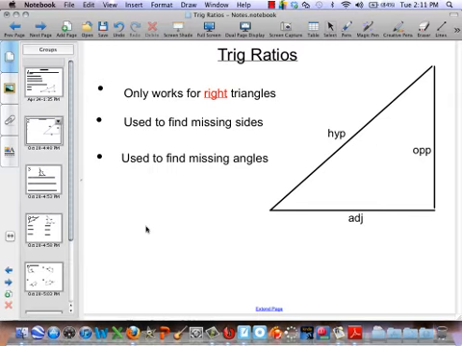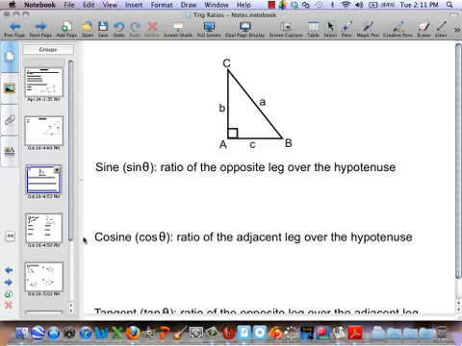So we said we had these 3 basic ratios, and those 3 basic ratios are sine, cosine, and tangent. Sine, as you learned from the video, is represented with the phrase sin of theta. It is a function. It takes an input value and spits out another value. That is not sine times theta.